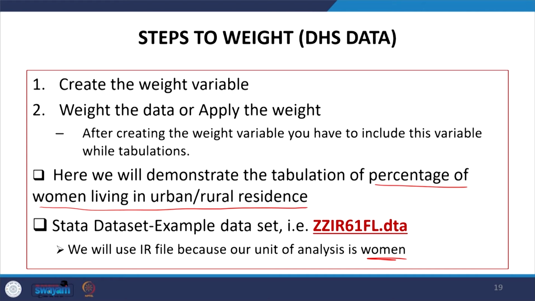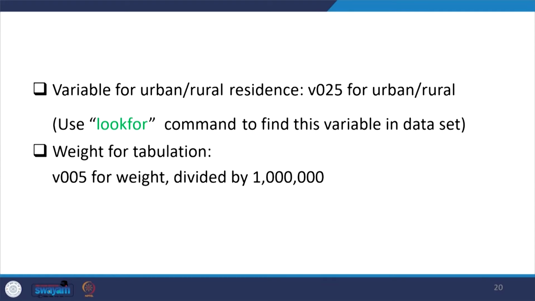The variable for an urban or rural resident in this individual record file is available with the name V025, a categorical variable for rural and urban. Now, we will use the lookfor command: if you are not able to find the exact variable, you can simply type it in the command page and search, and you will get it. The next step is the weight for the tabulation. The weight variable, as already mentioned, is V005.